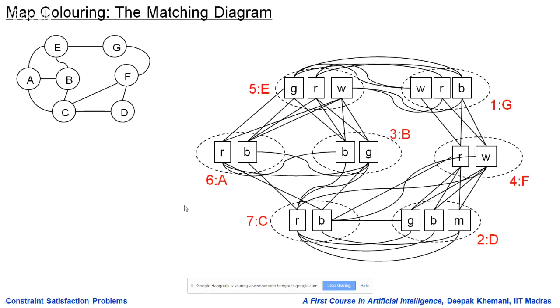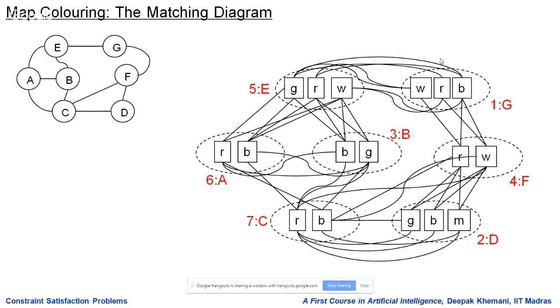So let's go back to the map coloring problem that we had seen. And we have already talked about the constraint graph, which is on the left, and the matching diagram, which is on the right. And the order of variables has been already decided. G is going to be first, B is going to be second, C is going to be third, F is going to be the fourth, E is going to be fifth, A is going to be sixth, and C is going to be the last variable that we will try a value for.